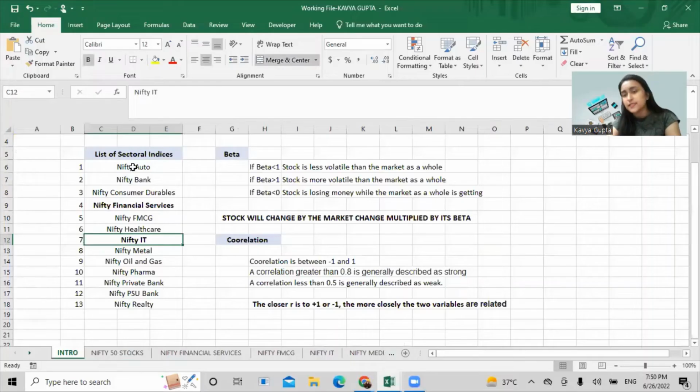have a composition of 13 sectoral indices, which together, or companies from these sectors, different companies are a part of Nifty 50, and we have the top 50 most liquid and the most highly traded securities forming a part of Nifty 50.